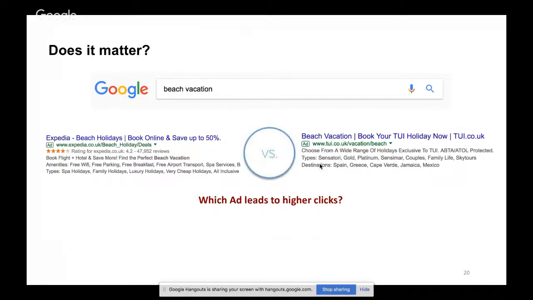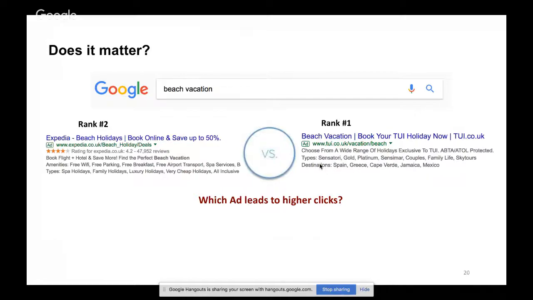One is the ad done by Expedia, and another one is done by TUI. Okay, my question is, which ad do you think leads to higher clicks? Again, we can't answer that without looking at the data, right? So what I can tell you is that the TUI one is ranked at the top on the search result page, and the Expedia one is ranked second.